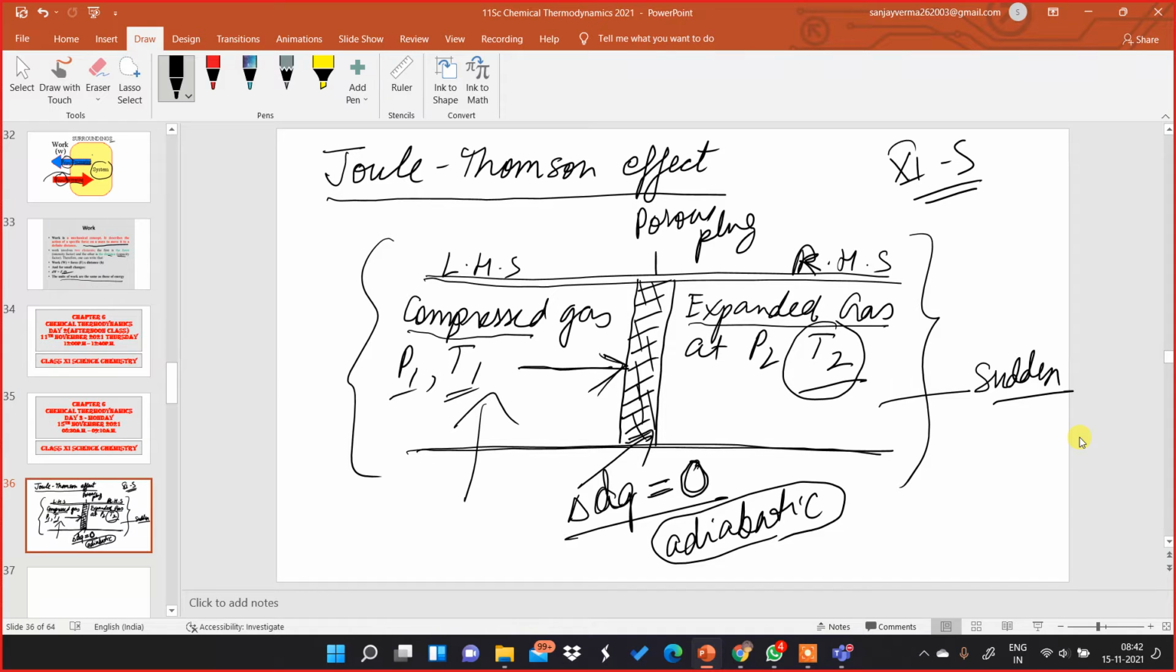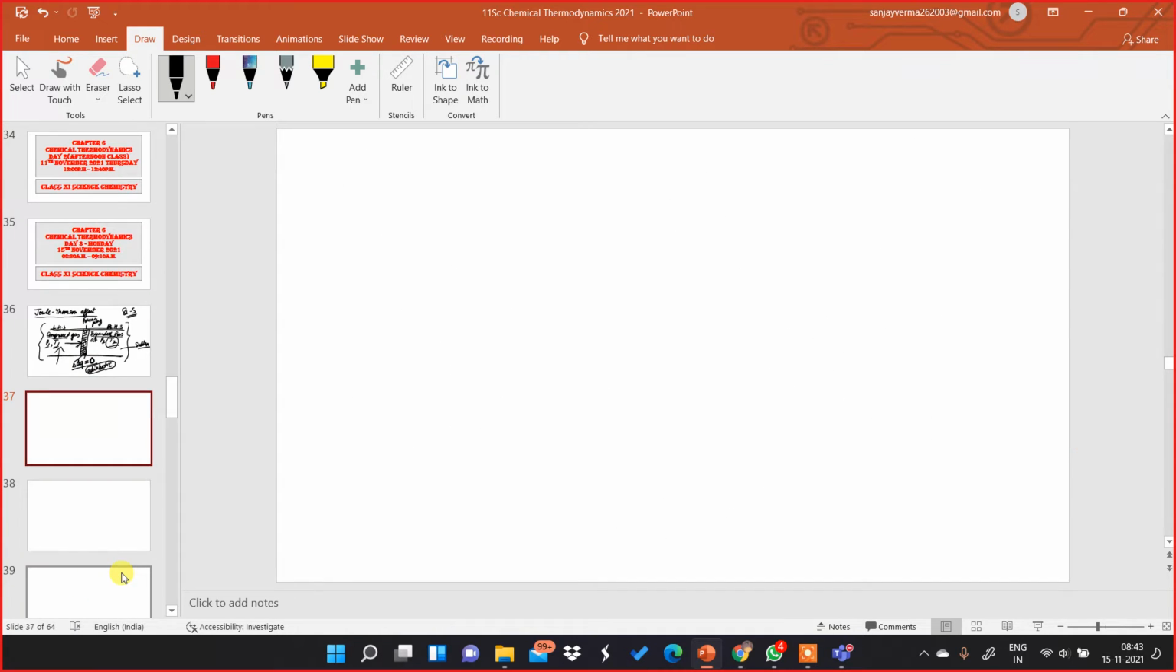Nothing more than that. After that, let us try to understand some limitations of the first law of thermodynamics and why there was a need for us to study the second law of thermodynamics. So here I go, proceed further. Limitations.